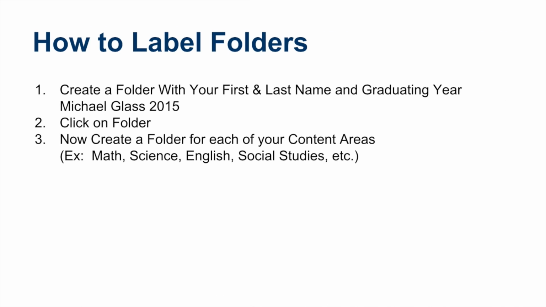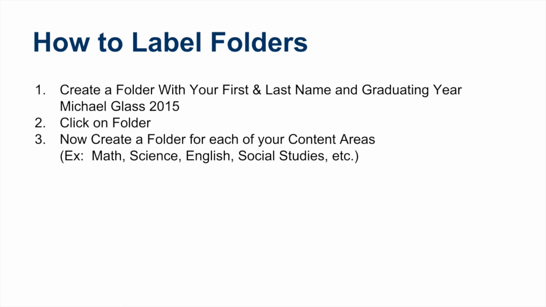So now that we're logged in, we're ready to create our digital portfolio. To that, we're going to create some folders. First thing we have to do is label our folders. We're going to create a folder and label it with our first and last name and our graduating year. Don't worry about the year. Don't worry about if it changes. It's easy to change the name at a later date.